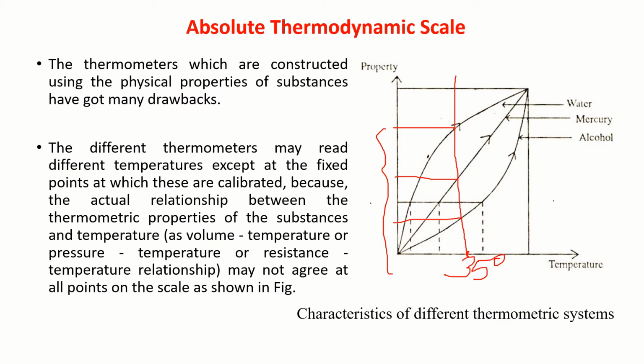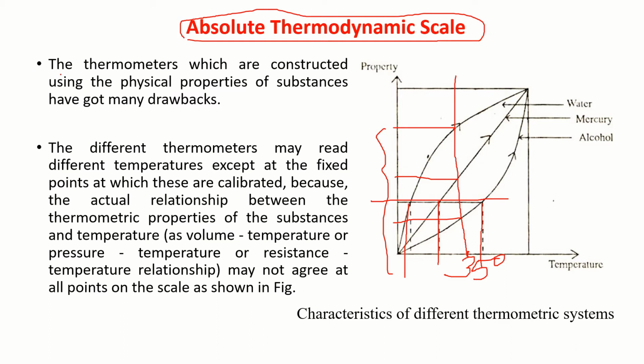Suppose I take one particular thermometric length, then this thermometer will show one temperature, this thermometer will show some other temperature, and this thermometer will show some other temperature. That means it all depends upon the thermometric property. So I want to have a thermometer which is completely independent of this thermometric property. Such a thermometer, I call it the absolute thermodynamic scale.